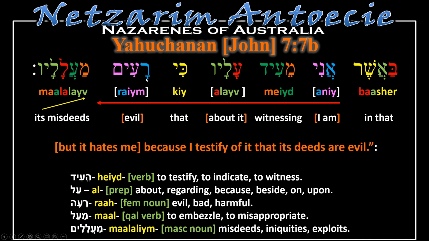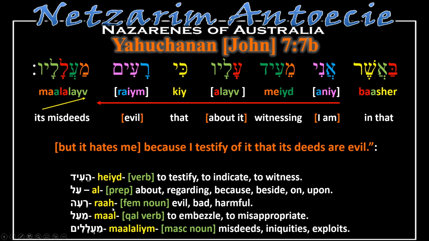ki, that, ra'im, evil. Now we can see the ending there is like a plural form, but it means evil, because we know ra means evil. And then ma'alalayv, its misdeeds. And so I've given you also he'id, which is a verb to testify, to indicate, to witness. And al is a prep, it can mean about, regarding, because, beside, on, upon. So it has a number of readings.